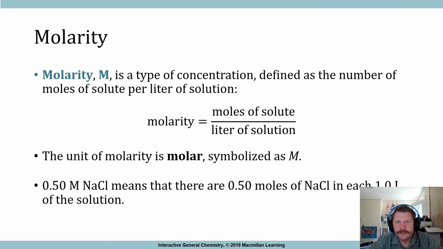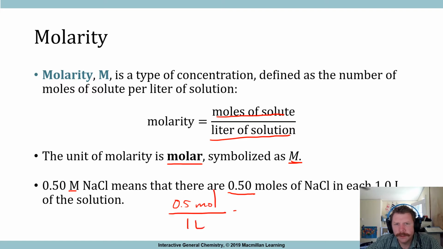Okay, so molarity is a type of concentration where we're looking at moles of our solute per liter of solution. So the unit of molarity is molar. We're going to use a capital M for that. So 0.50 M NaCl means there are 0.5 moles of NaCl in 1 liter of a solution. So that means we have 0.5 moles per 1 liter. Okay, so that gives us 0.5 molar. That's a ratio, the ratio of moles of our solute per liter of our solution.